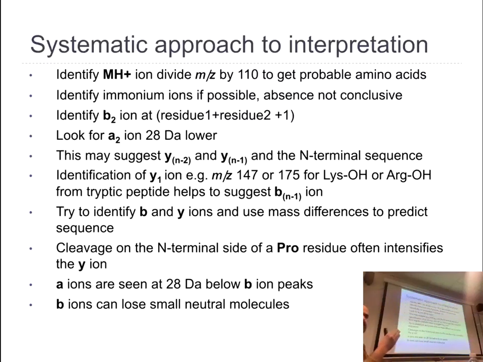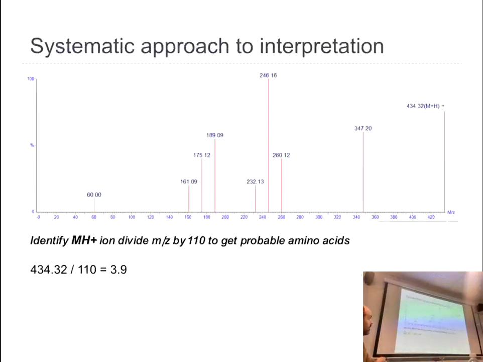And then it's easy. You just go from peak to peak, you calculate mass differences, and you keep looking at the table of residue masses I've given you, and you try to find mass differences. If you go from your B2 and you find another peak, that's the B3, and then B4. Or vice versa, if you find your Y1 and then you go up, the next one's going to be your Y2, and your Y3. Then it's easy. Again, remember, these A ions are usually seen 28 Daltons below B peaks. Now, cleavage on the N-terminal side of a proline will intensify the Y ion, and that's it.